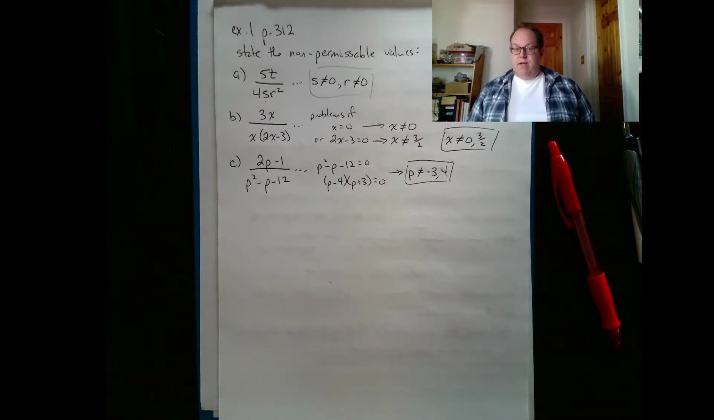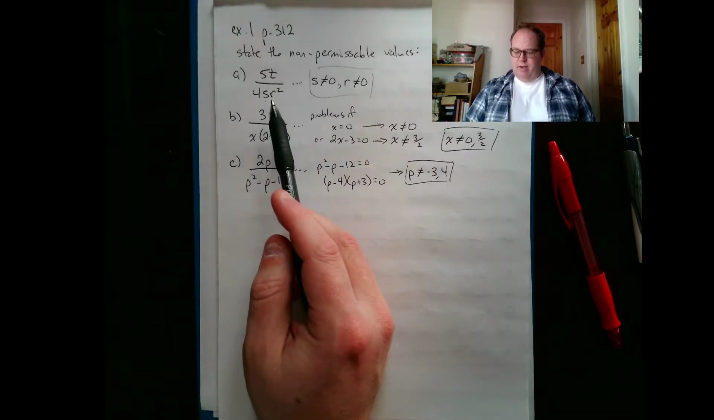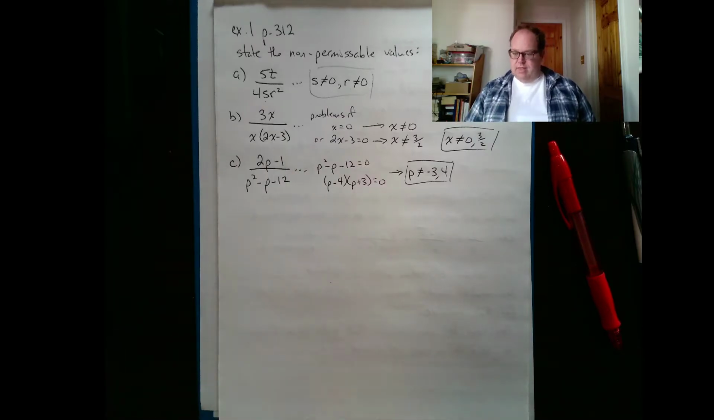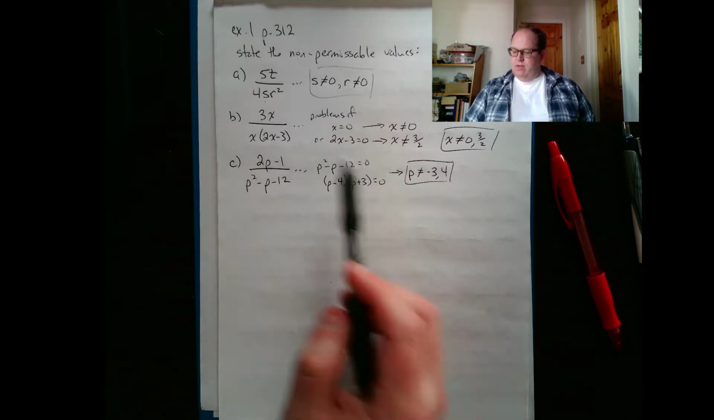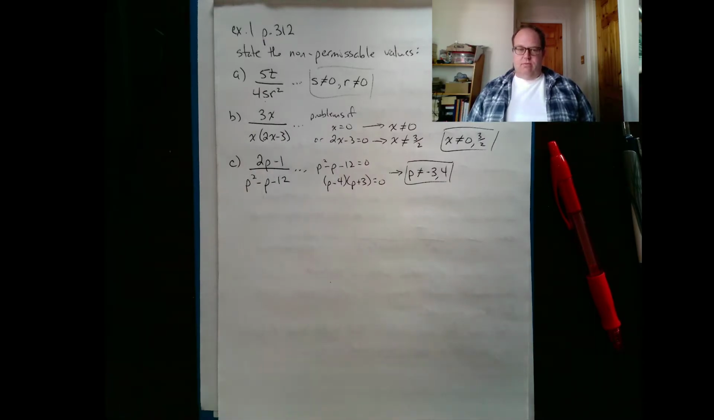And that's how we find non-permissible values in the case of rational expressions. If it is just one expression divided by another, and there's not square roots involved or anything weird like that, then you're only really concerned about where you might get division by 0. Any place you could have division by 0, those give you non-permissible values for your expression.